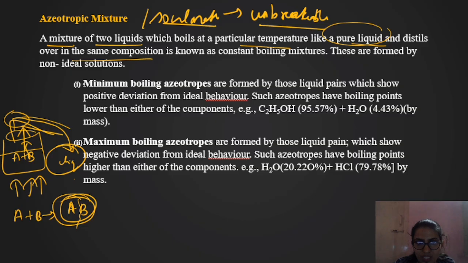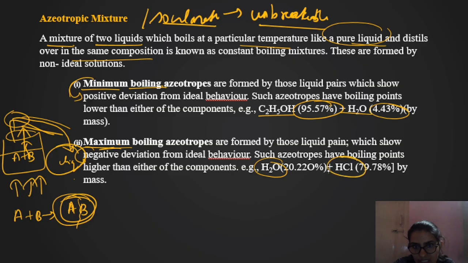Okay. And here you will see two types again: minimum boiling and maximum boiling azeotropes. Minimum boiling azeotropes are generally positively deviated liquids, and maximum boiling are negatively deviated liquids. So we have some examples over here: ethanol and water in these proportions act as a minimum boiling azeotrope, and water and HCl are negatively deviated and act as a maximum boiling azeotrope, right?